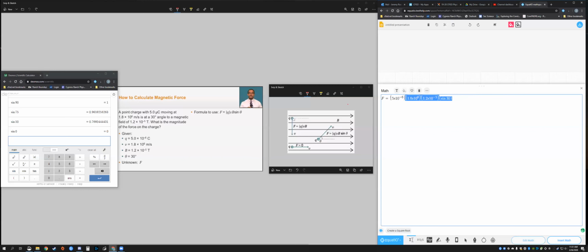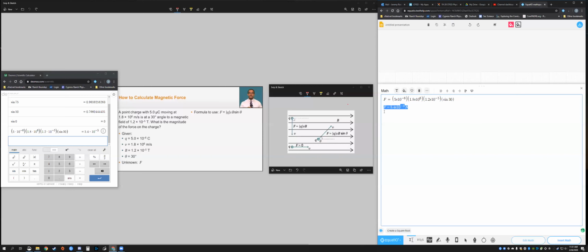All right, so this right here is what I'm going to type in my calculator over here. So 5 times 10 to the negative 6, 1.8 times 10 to the 6, 1.2 times 10 to the negative 5 times sine of 30. And all that equals 5.4 times 10 to the negative 5 newtons. So my answer is 5.4 times 10 to the negative 5 newtons.